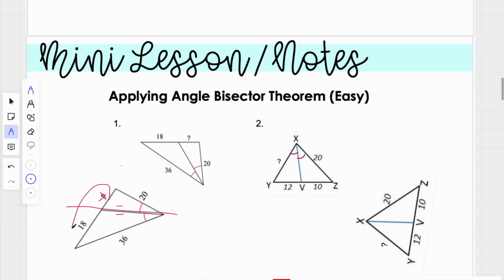Here's the left side of the proportion, x over 18. And here's the right side of the proportion, equals 20 over 36. Okay, well that's not too bad at all. All right, so now you know what to do. You're going to cross multiply. X times 36 is equal to 18 times 20. So that is going to be 36x.